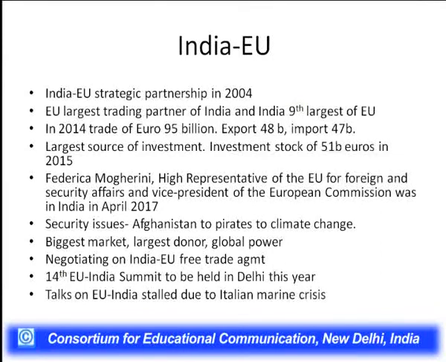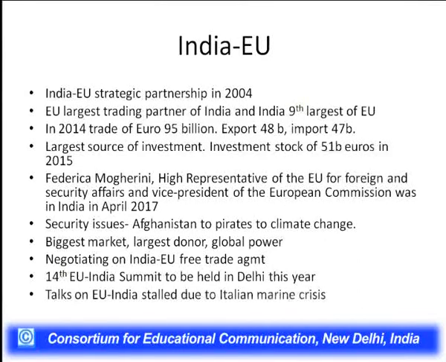The European Union remains the biggest market, the largest donor, and a global power. So that image is there in India, and for India, the European Union is very, very important in terms of economic and political support that India requires for its growth. The 14th European Union and India Summit is to be held this year.